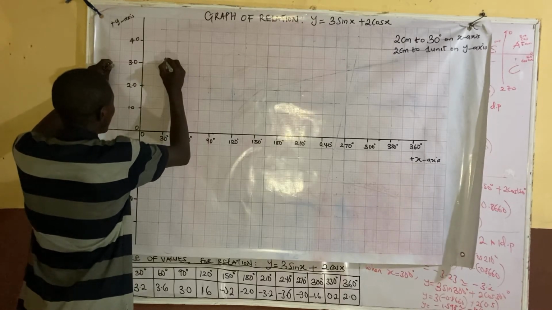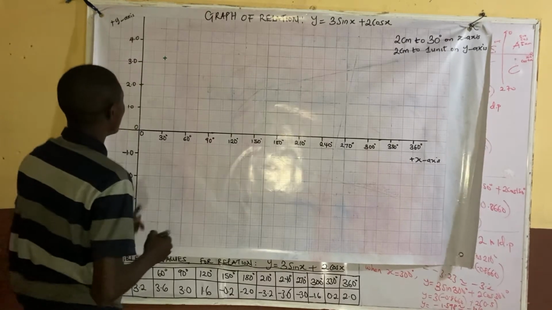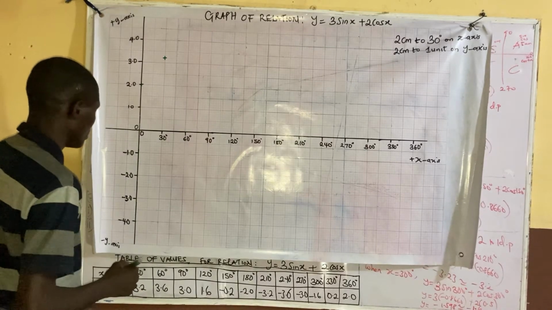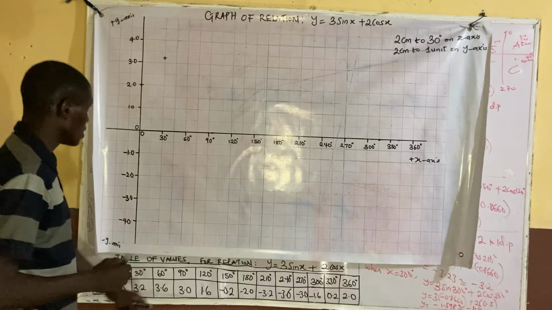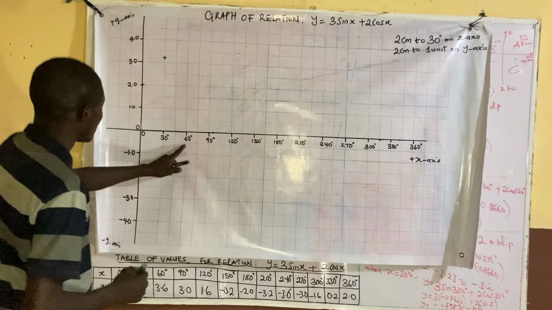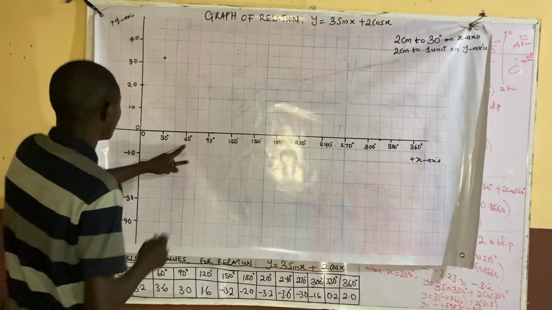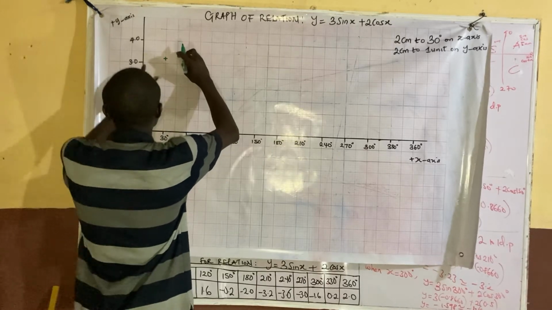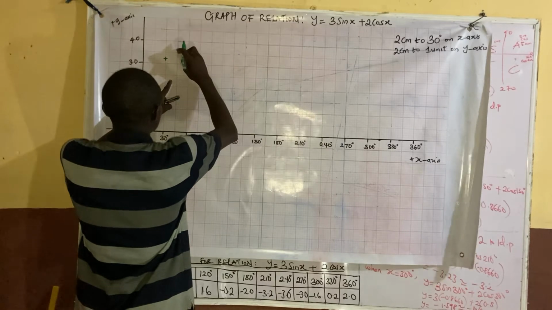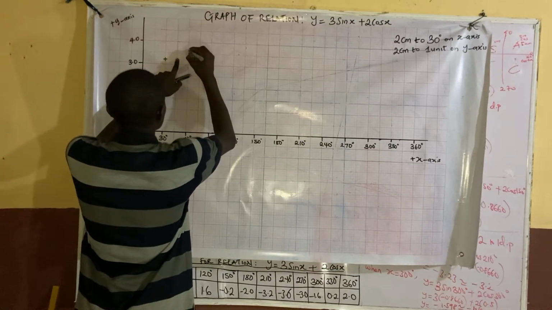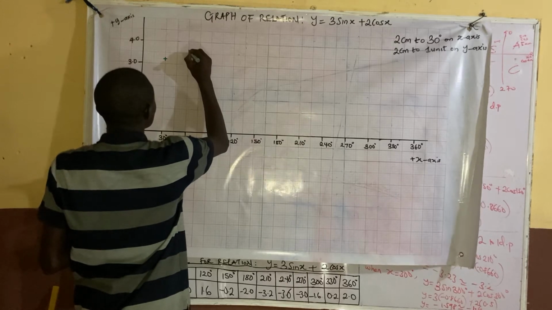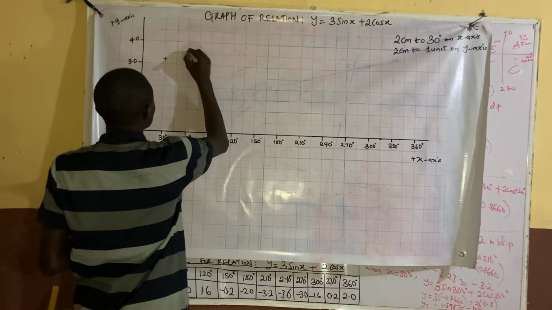So now 60 degrees against 3.6. This is 3.5, 3.6. And then these are 60 degrees here. So 60 degrees against 3.6.